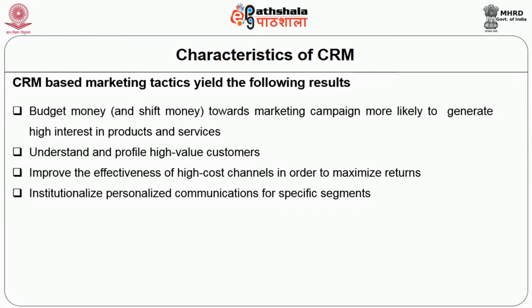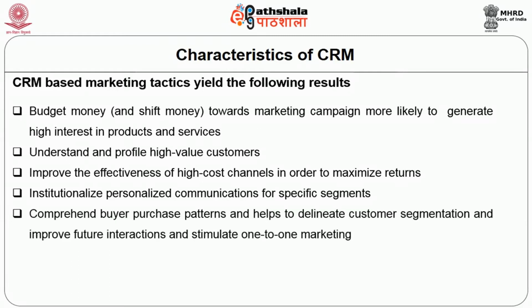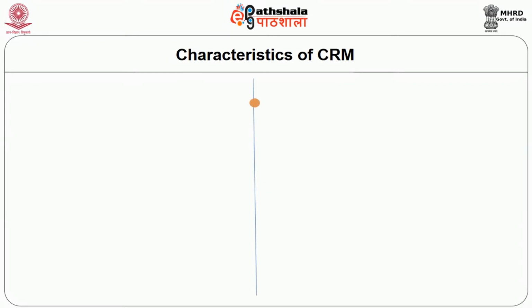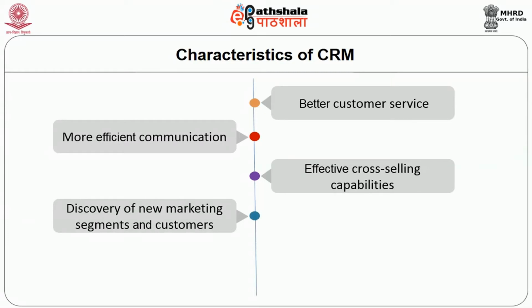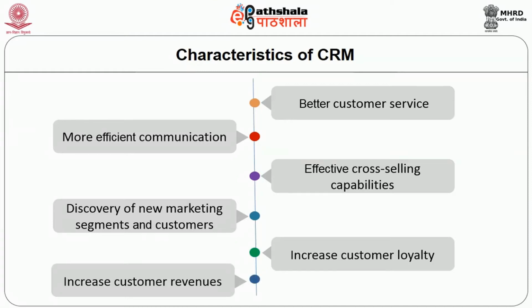For example, allowing online connections in the guest rooms and also in the public areas. Comprehend buyer purchase patterns to help delineate the customer segmentation, improve future interactions and stimulate one-to-one marketing. When done correctly, food service operations can expect better customer service, more efficient communication, effective cross-selling capabilities, discovery of new marketing segments and customers, and also increased customer loyalty, thereby increasing customer revenues.